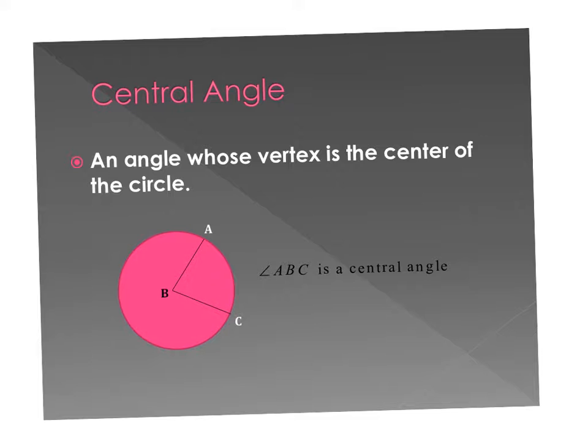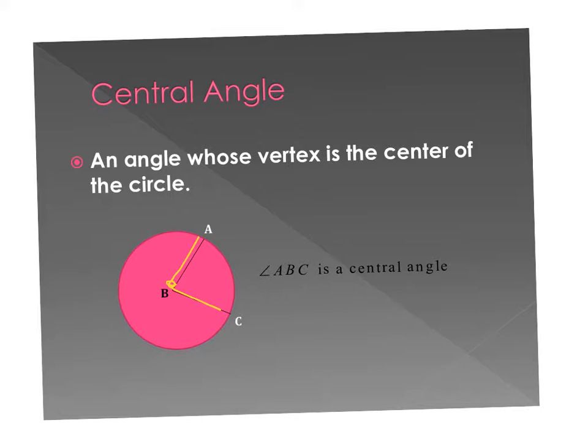So we could see that angle ABC is a central angle. Notice the vertex of this angle is the center. So it's point B here. Now, there's more than one central angle in this circle, but the only one that's drawn here is the angle ABC. Notice the sides of the central angle are made by two radii. So the two radii will form the sides of your central angle.